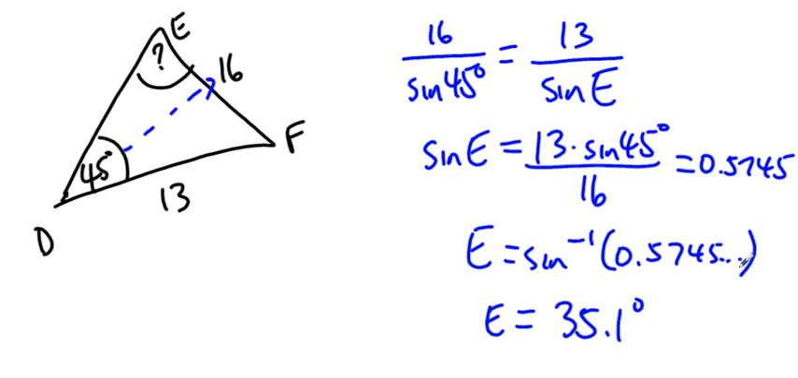There are two angles whose sine is 0.5745. One of them is in quadrant 1. The other one is in quadrant 2. It's about 145 degrees. But I can't have an angle that's 145 degrees if I already have 45 degrees in the triangle. There are some times when this other angle will be legitimate. So you've got to find it and discount it. It's called the ambiguous case of the sine rule, and your trig teacher will probably tell you more about that.